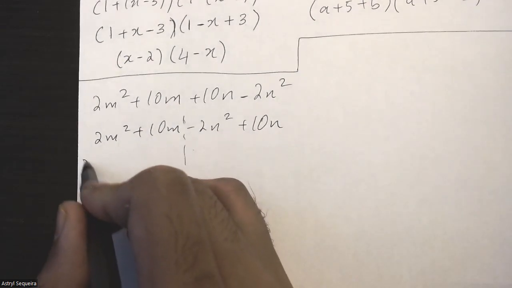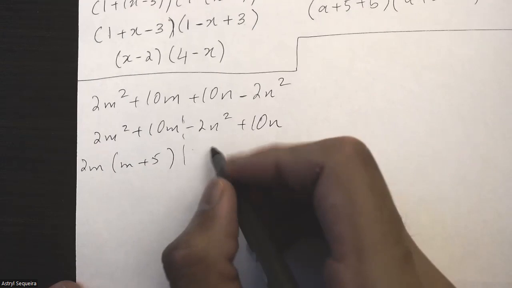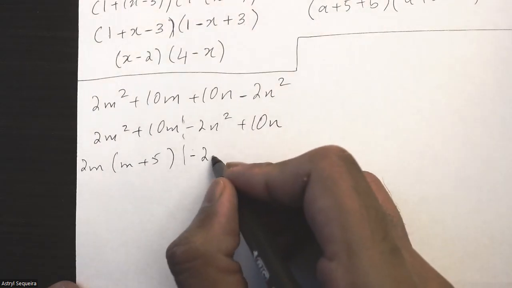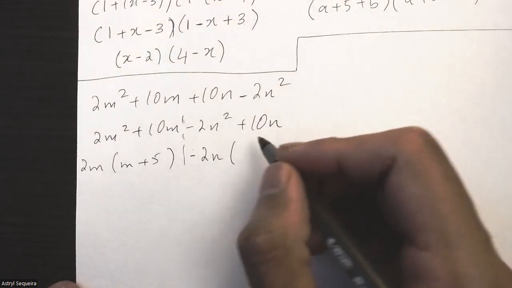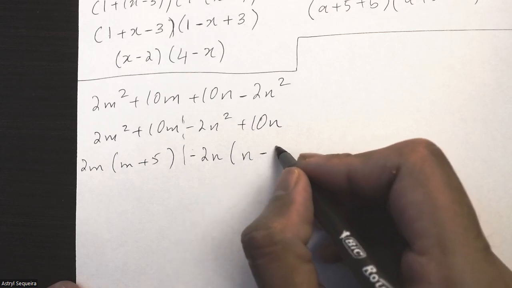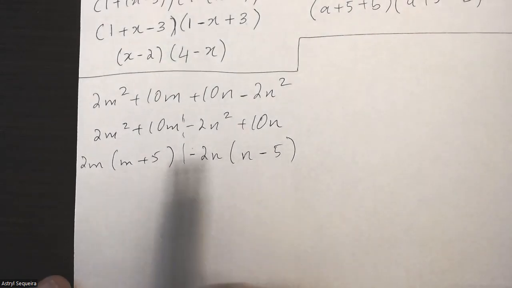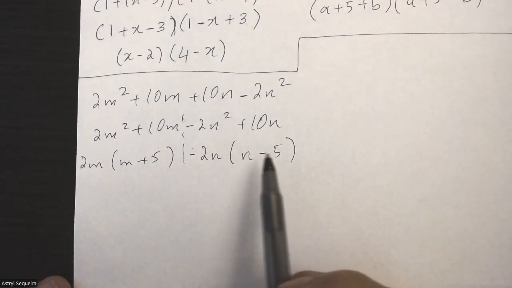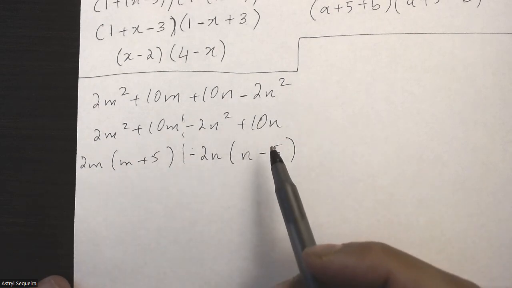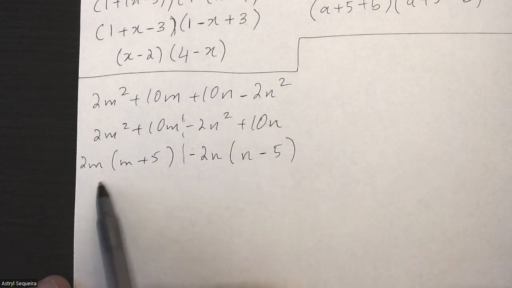So here I'm going to factor out 2m, left with m plus 5. And here I'm going to factor out negative 2n, and I'm left with n minus 5. These are not the same. Looks like grouping does not work. You could try and organize it in other ways. You could, for example, move the n over here and the m there, but you'd get the same result.